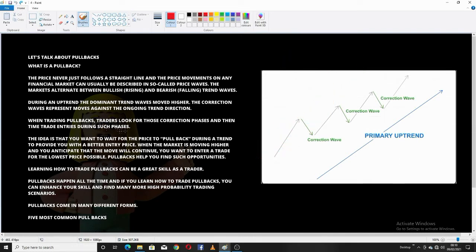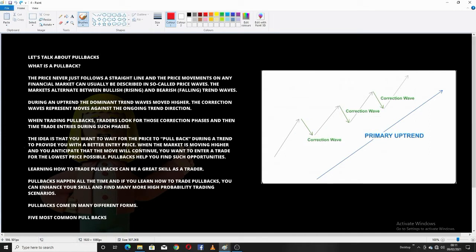When trading pullbacks, traders look for these correction phases and then time entries during these phases. So if the price moves up, you're looking for an entry at this pullback. And then if it pushes up again, you are looking for another entry when you get a pullback. But if you see a pullback that comes and takes out the previous pullback, now there are chances that the trend has changed and it's going down, because it broke the previous low.